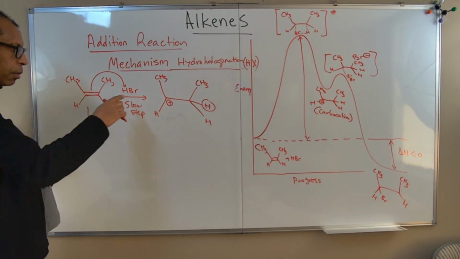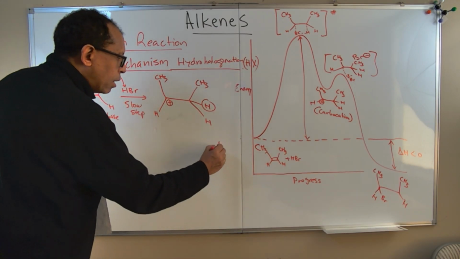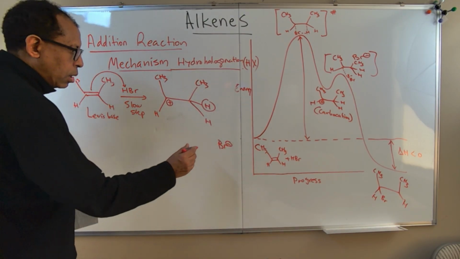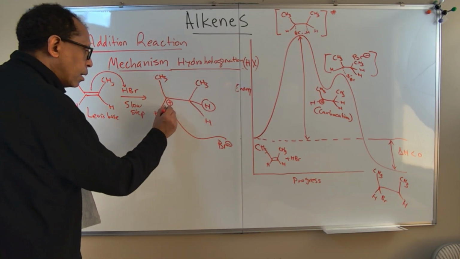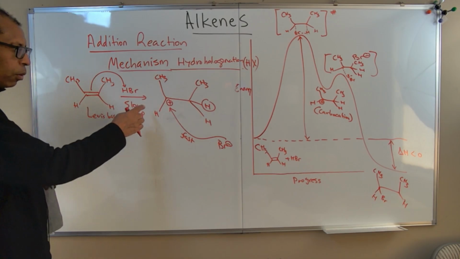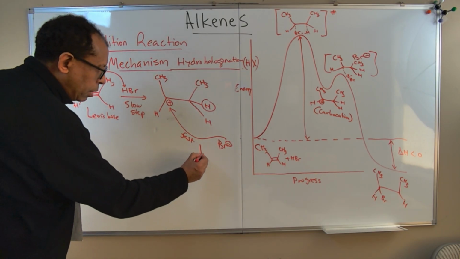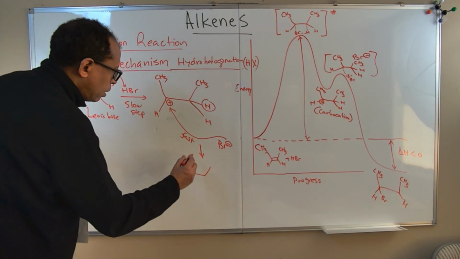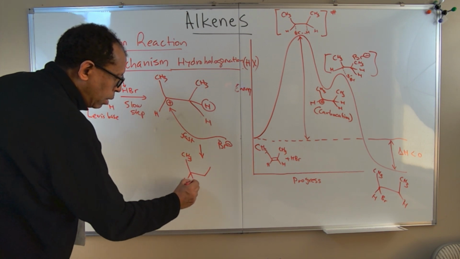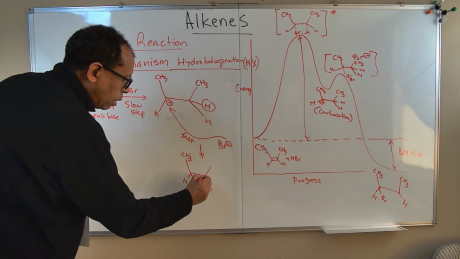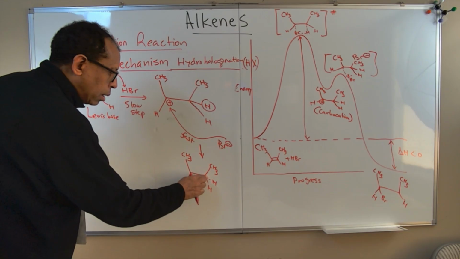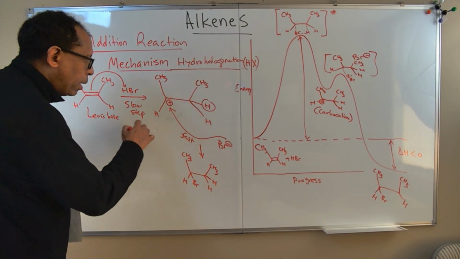Now, after the carbocation is formed, in a fast step, the Br minus with its full negative charge would come and attack that carbocation. This is a fast step. So overall, what we will form is the addition product, which is CH3, CHBr, CH3. So this is the addition product, and that is the mechanism.